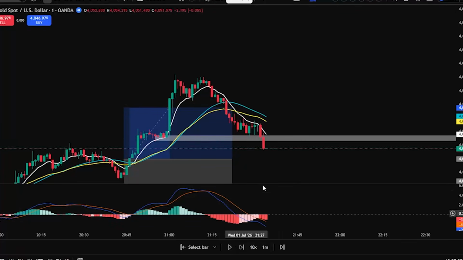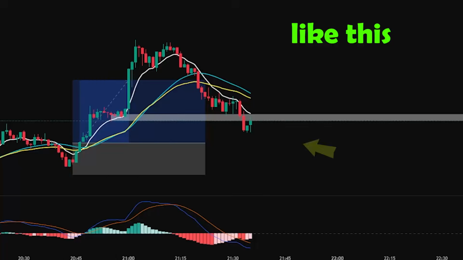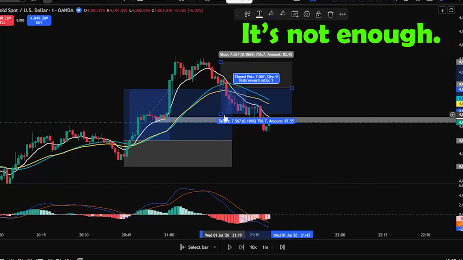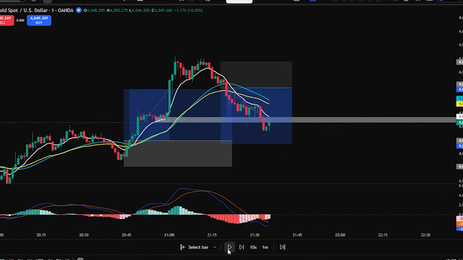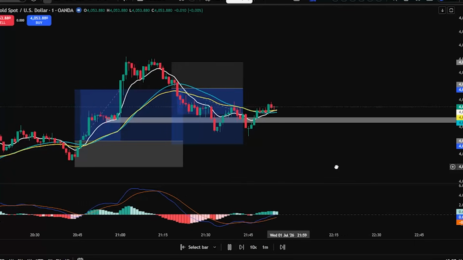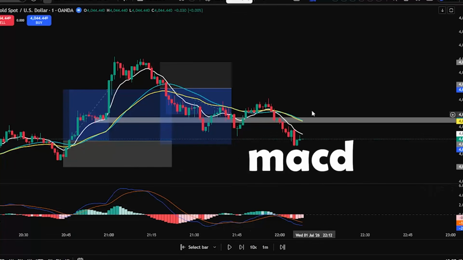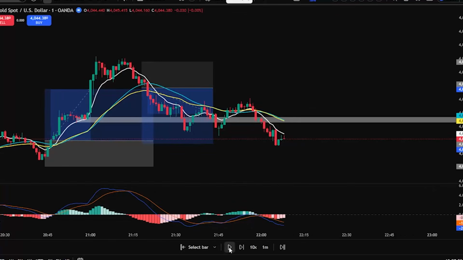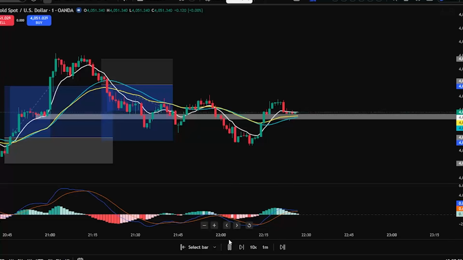The biggest mistake scalpers make is taking every EMA crossover. A crossover alone is not enough. In volatile gold markets, false signals happen frequently. Adding a confirmation tool like MACD can help traders become more selective and stay away from low-quality setups.